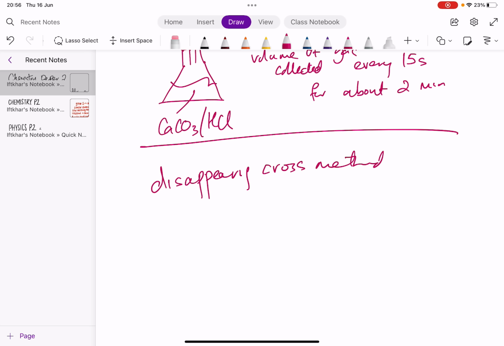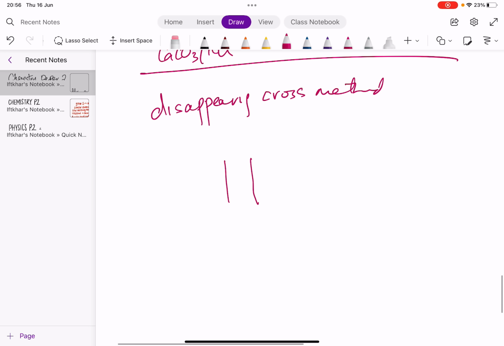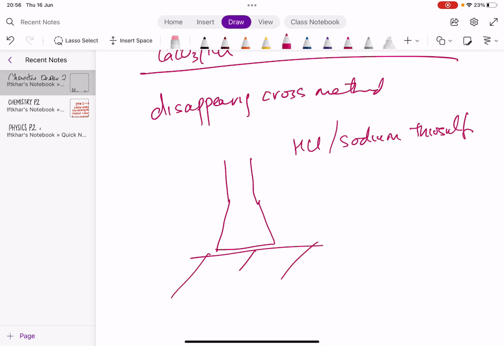In the disappearing cross method, we use something called sodium thiosulfate. We place a mixture of hydrochloric acid and sodium thiosulfate in a conical flask. We place this on a white tile with a cross. You need a stopwatch. So for all the rate measurements, you need a stopwatch. You mix the two, start your stopwatch and time how long a yellow precipitate takes to form.